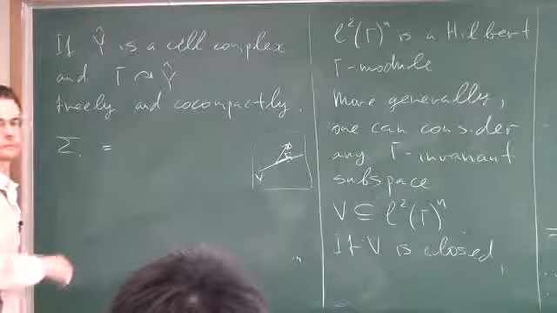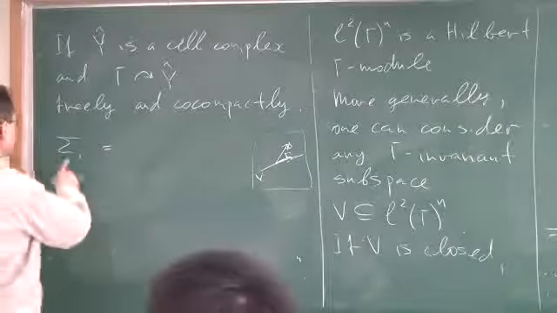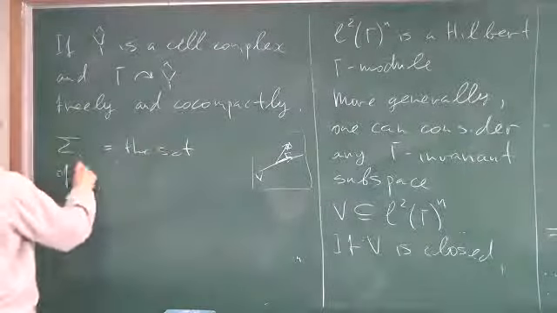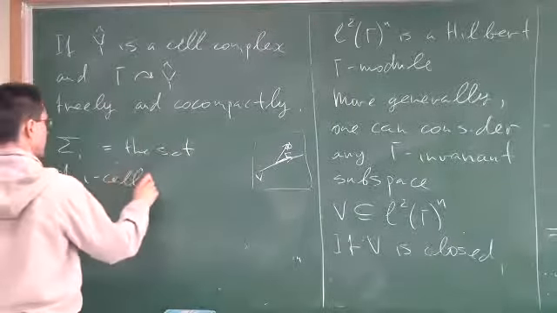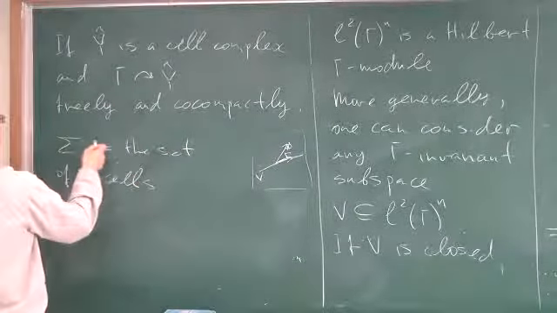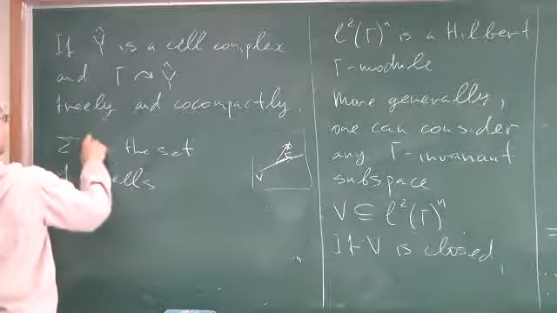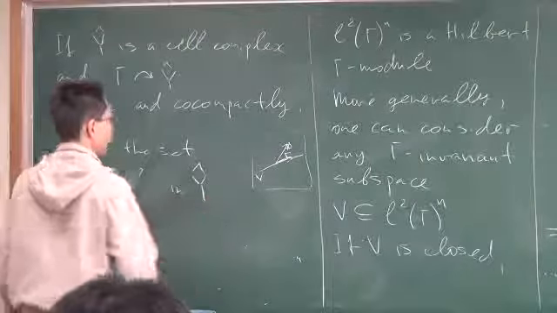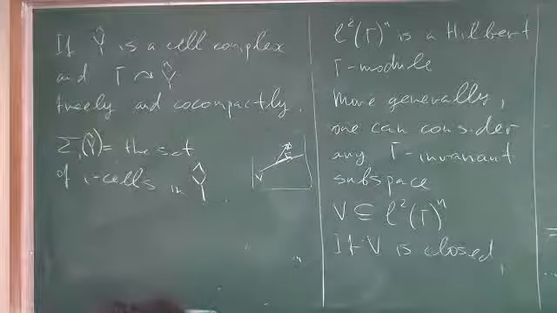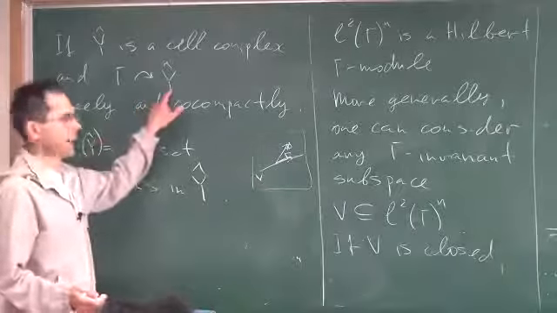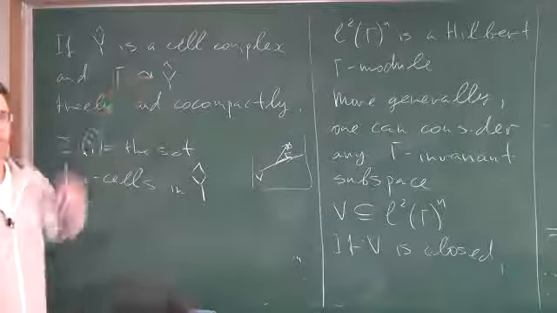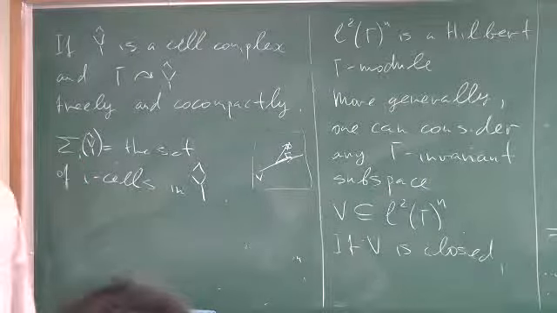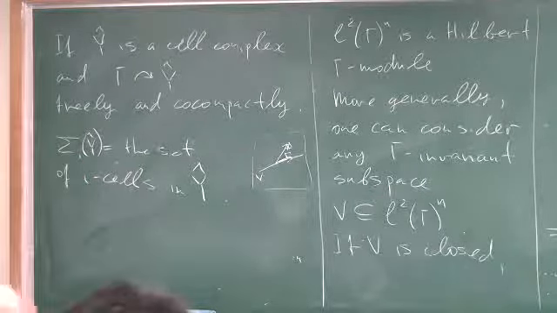So let's denote sigma I to be the set of I cells. Sigma I of y hat is the set of I-dimensional cells in y hat. So again, think about graphs, for example. If y hat is a graph and gamma acts on the graph, sigma 1 of y hat would be the set of all edges, for example.